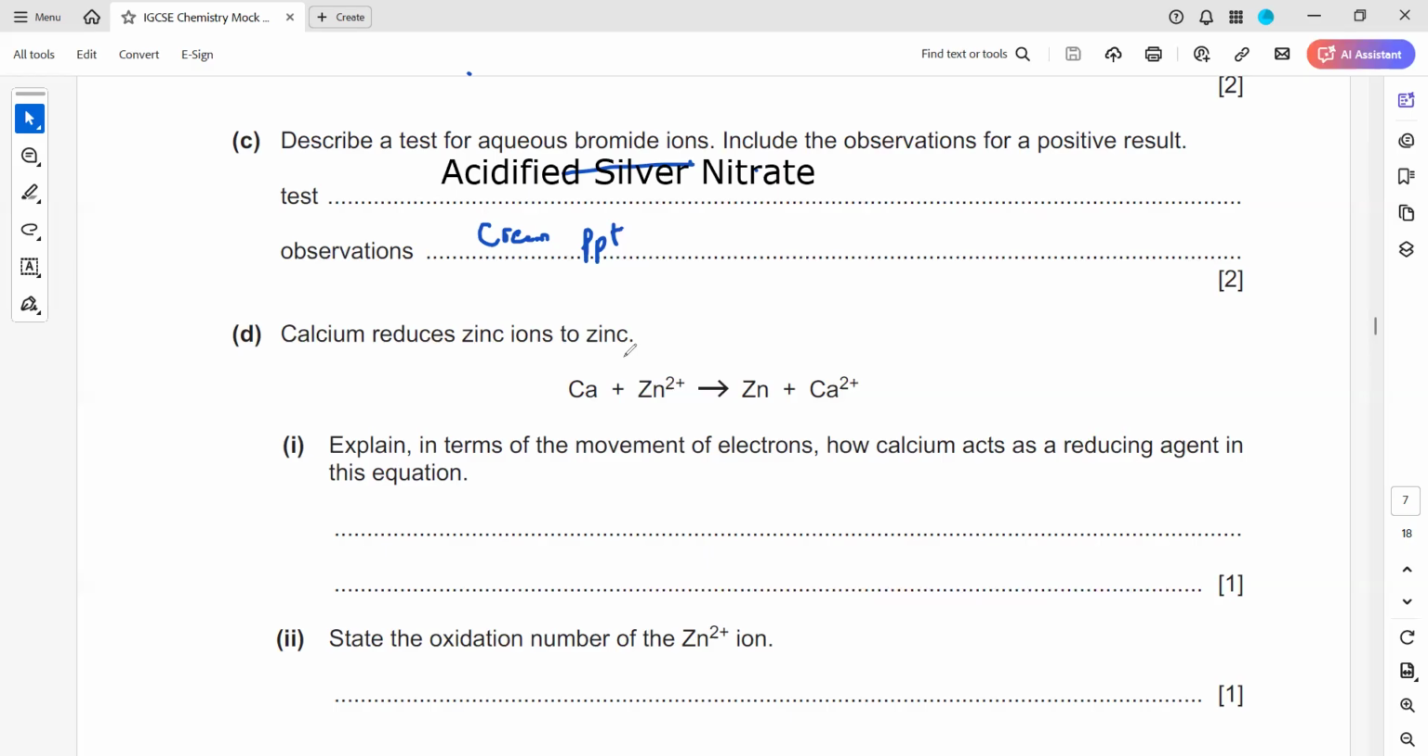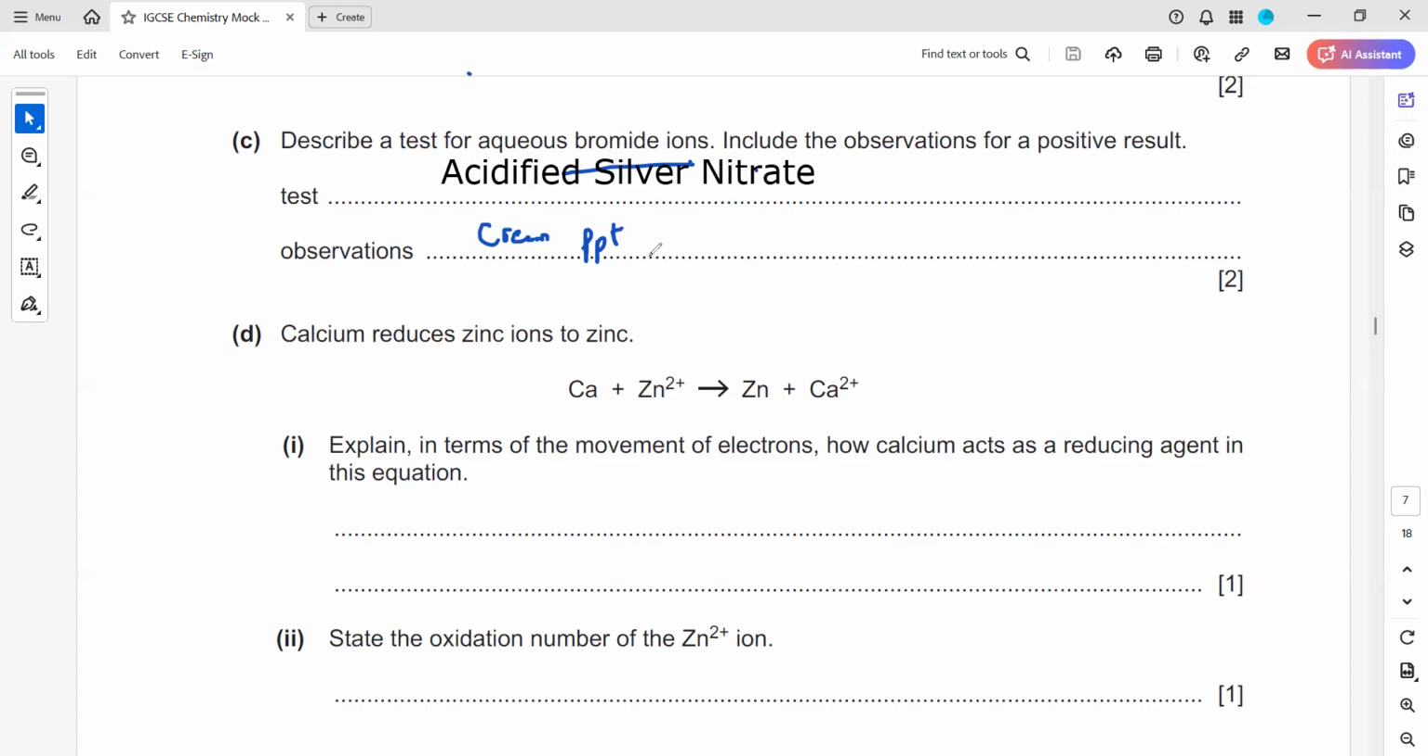What's the difference between cream and white precipitate? The shades are different. What is this color? Yellow. Off white. Vanilla, sir. Vanilla. Yeah, so this is the same thing you will observe for the precipitate of a bromide. What is the color of the chair you're sitting on? That's white. So it's hard to distinguish.